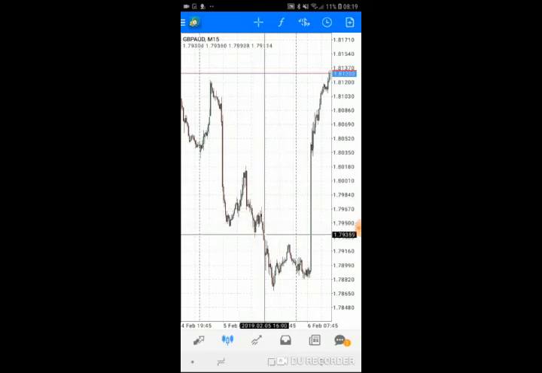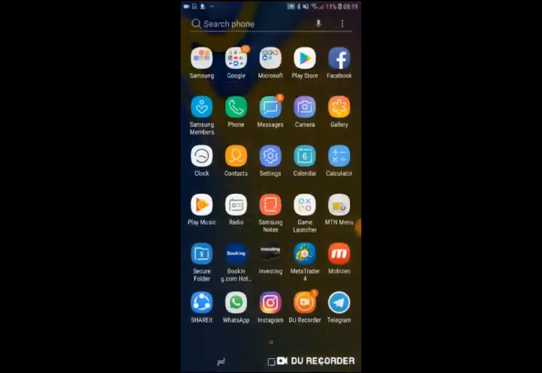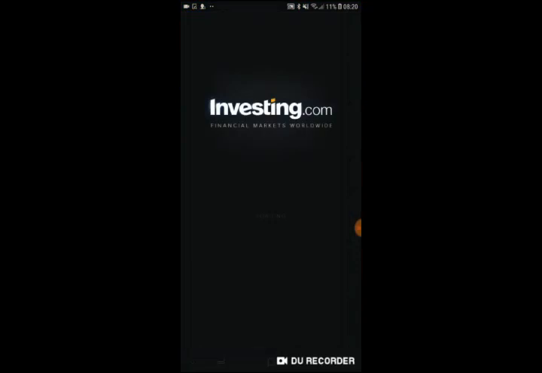So we have an app that is called investing.com. You can download this app on Play Store, right? This app called investing.com, it's very, very helpful. Let me open it. They will say sign up for free. You just click later, right? And then when you open your app, you will find it like this, right?